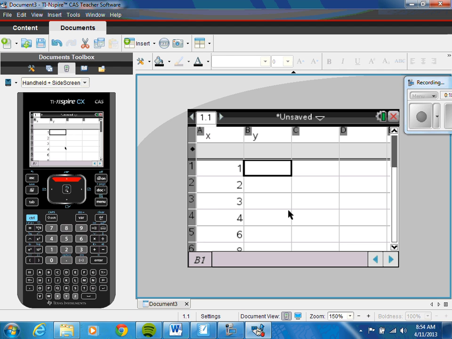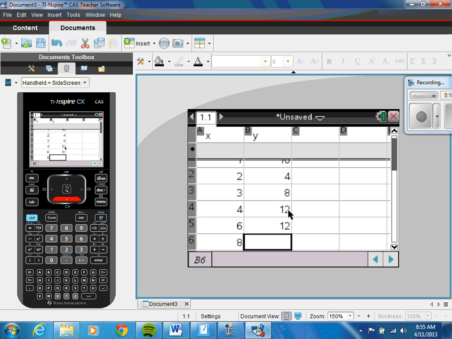Okay, I'm going to enter in the Y values. With 1, I have 10. With my X value 2, I have 4, 8, 12, 12, 16. You guys ready? 22, 20, 24.